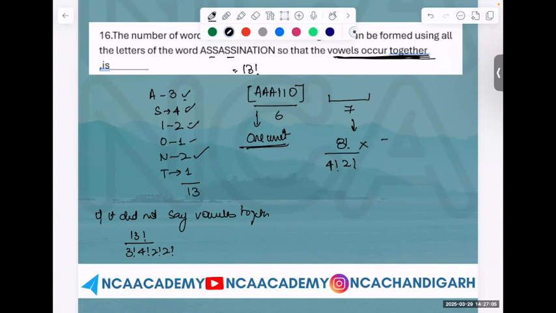How would I do it? 3 into, that's it. Was 7? No, it's 6. Sorry. Why are you saying 7? It's 6 factorial.